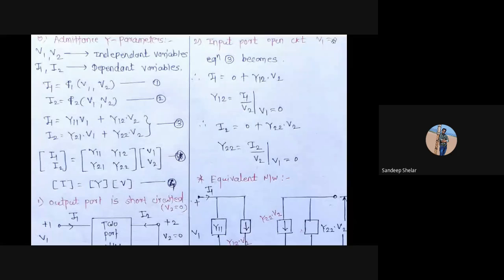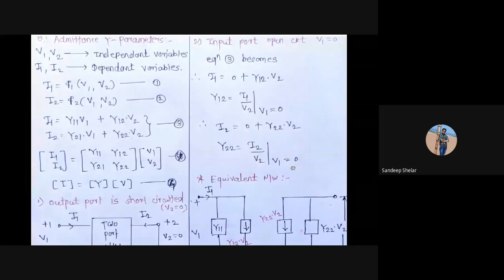Now the second condition is that the input port is short circuited, that is V1 becomes 0. Now put V1 equal to 0 in equation number 3, because this is the standard equation for the Y parameter. Then I1 is equal to 0 plus y12 into V2, so y12 is equal to I1 upon V2 with V1 equal to 0. Also for the second equation, I2 is equal to 0 plus y22 into V2, then y22 is equal to I2 upon V2 with V1 equal to 0.